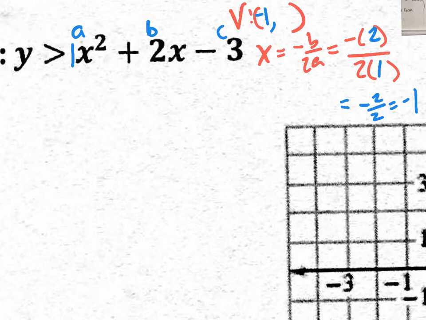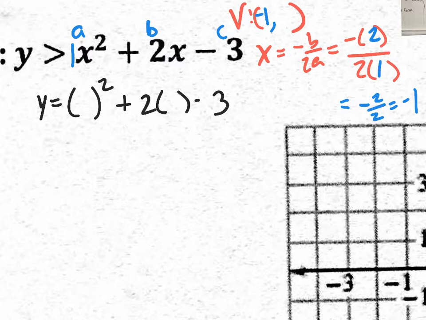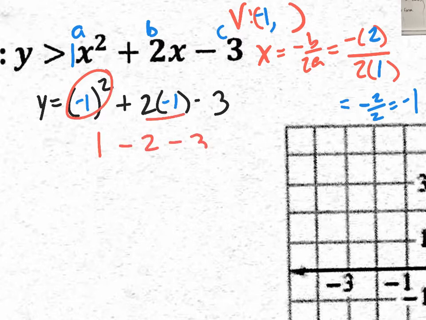How do I find the y value? Plug it back in, right? Now, again, we're pretending it's an equation. We're pretending it says y equals instead of y is greater than. Bless you. But anyways, let's plug it in. And we're plugging in that x value of negative 1 that we found with the formula. And we do the math. Negative 1 squared is 1. 2 times negative 1 is negative 2. Minus 3 at the end. That will be negative 4. Agree? Okay, so the y value is negative 4.